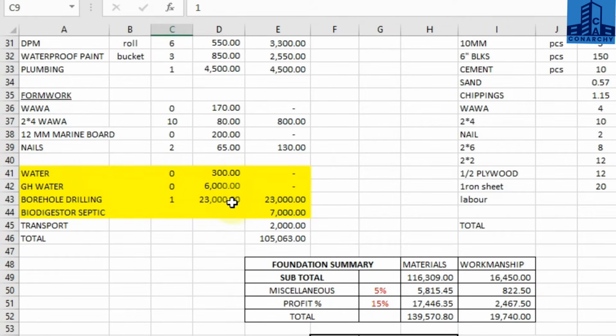So this site has been provided for Ghana water. If you do not want to drill the borehole, we can just go by Ghana water and take this borehole drilling from the cost. And this is a biodigester septic tank. For any waste substance from the building, we also have to have a place for it to go, so you have to have a septic tank there. If you make a provisional sum for the septic tank, it's costing around 7,000 cedis. And transport for everything: once everything has been bought, you have to transport it to the site. The materials will not really move themselves to the site. So this is just the materials needed, and I've made a total over here.